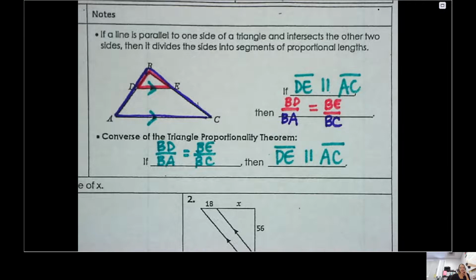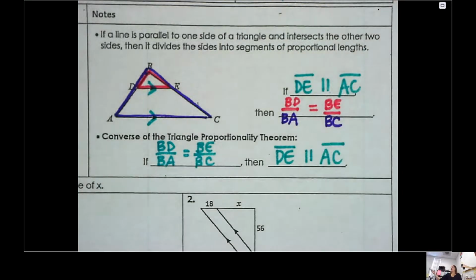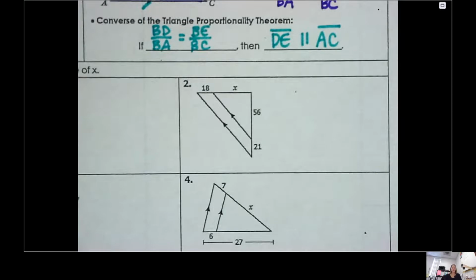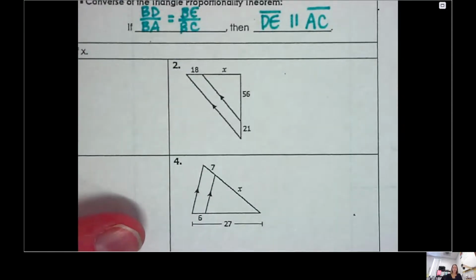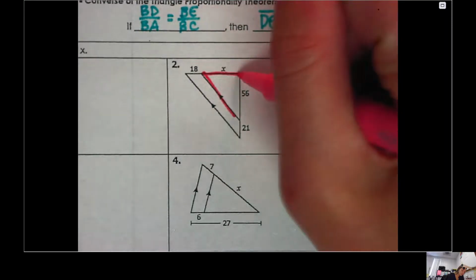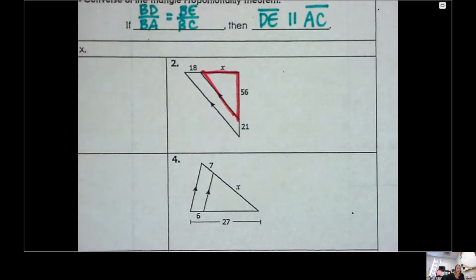Okay, so we're going to practice writing some proportions, and then not only writing the proportions, but also solving for unknown side lengths. Let's do the even problems together. All right, let's take a look at number 2. So you've got the smaller triangle on top. I'm going to highlight my smaller triangle pink, and I'm going to pick one of the sides of that pink triangle. So what is one side length of that pink triangle? 56. Great.